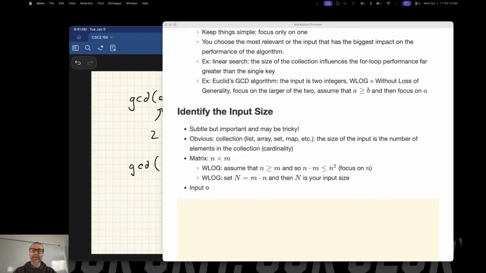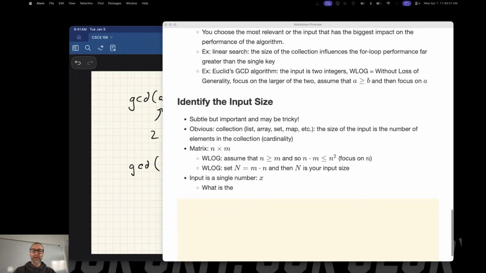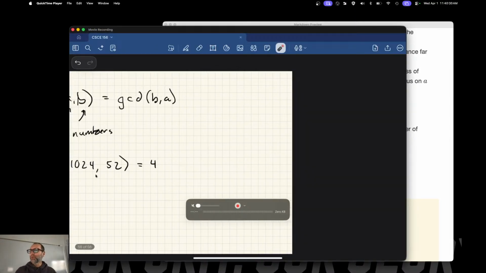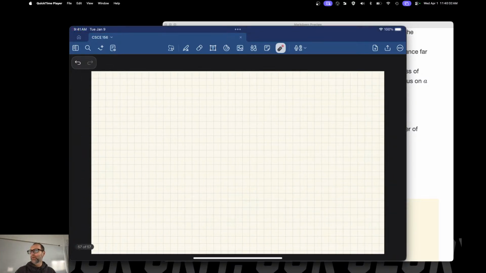Say x, or in this case I'll just call it x. What is the size of a single number? Now for that, let's look at an example since we've got some extra time. We're a little bit ahead of the main section.